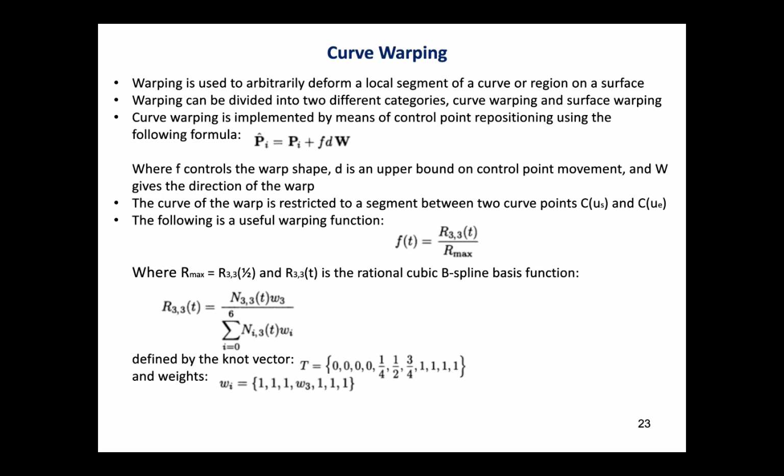Curve warping can be implemented by means of control point repositioning using the following formula, where F controls the shape, D is an upper bound on control point movement, and W gives the direction of the warp. Also, in this formula, P sub I represents a control point, and P hat sub I represents a warped control point. The curve warp is going to be restricted to a segment that we choose between two different curve points, C of U sub S and C of U sub E.